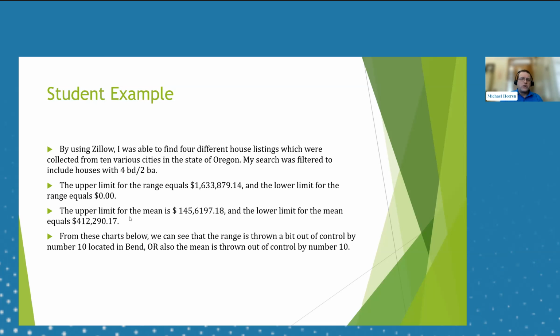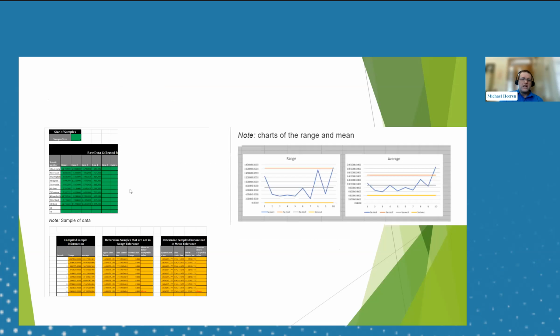Their nice little result. In the charts, we can see the range is a bit out of control by number 10, located in a particular location. It also throws the mean out of control by that same one. And so once again, I have a spreadsheet out there to help them analyze the data, because of the type of the course. They're just able to go ahead and put in the data.